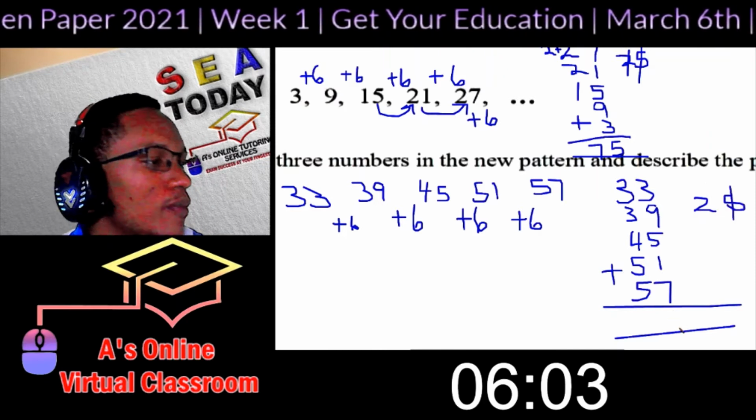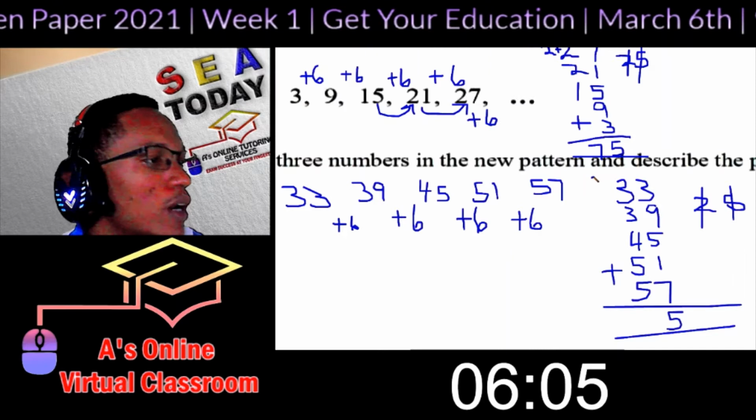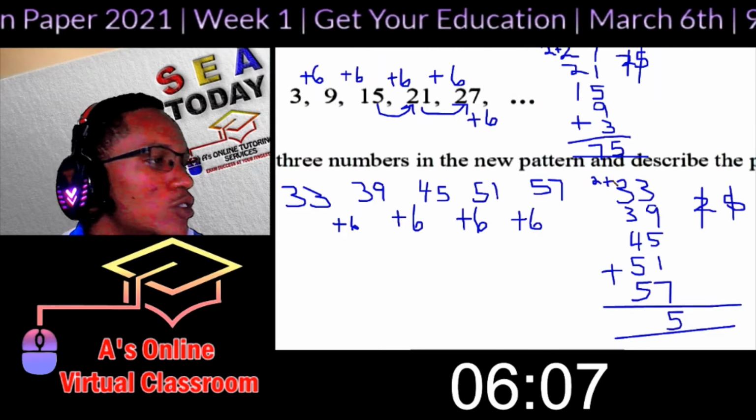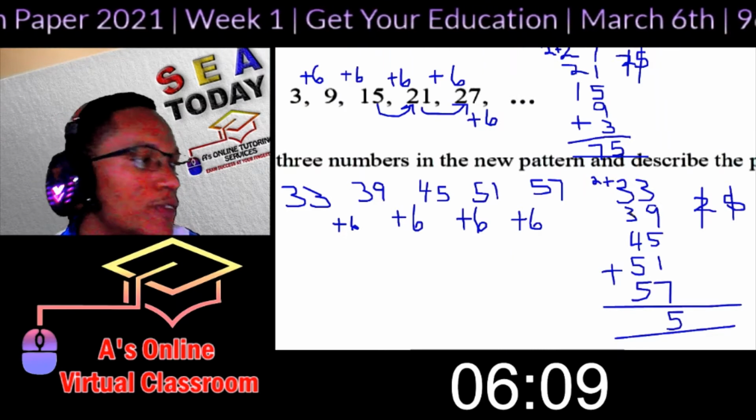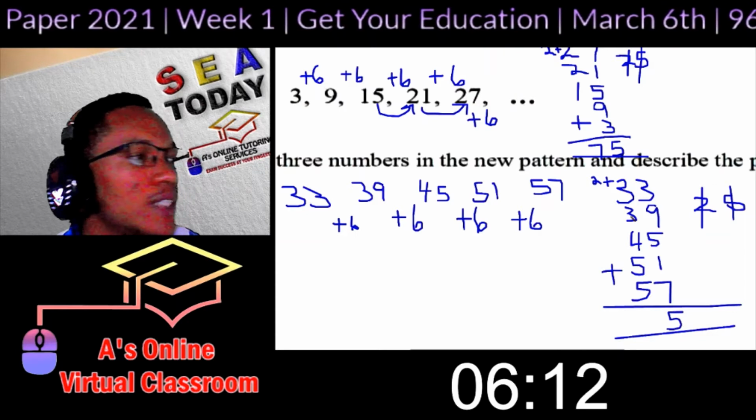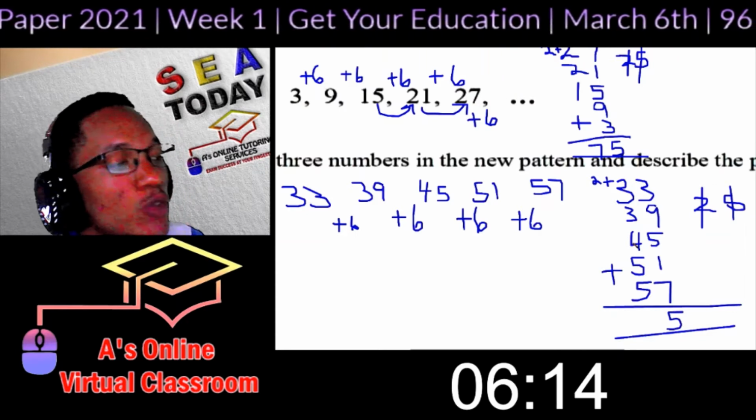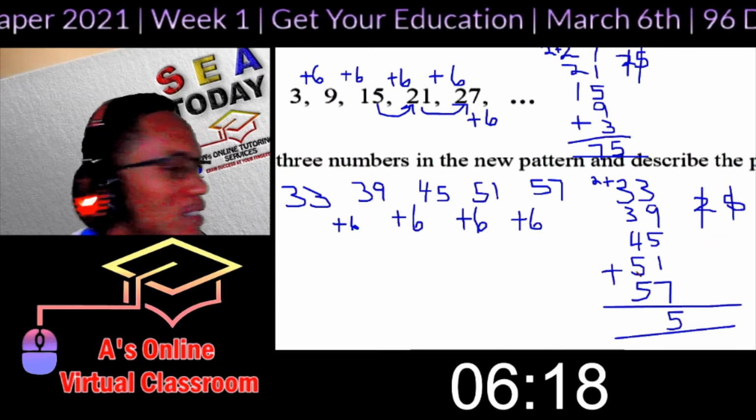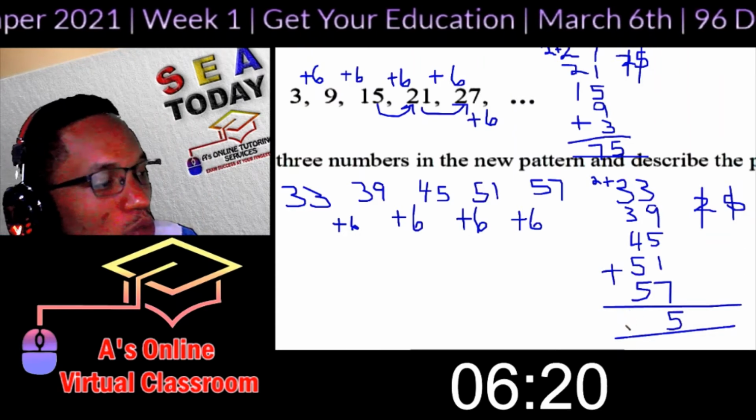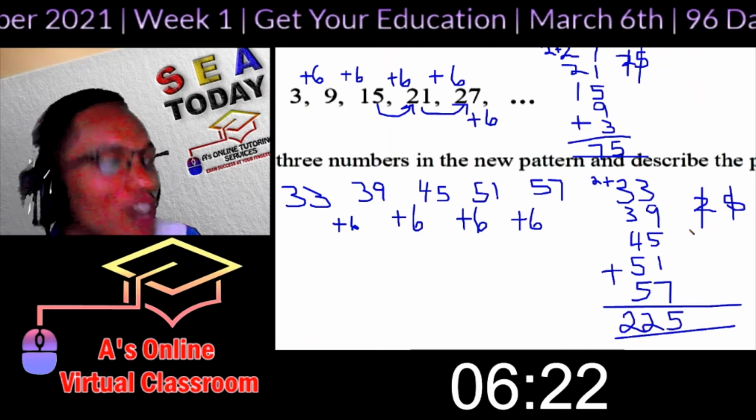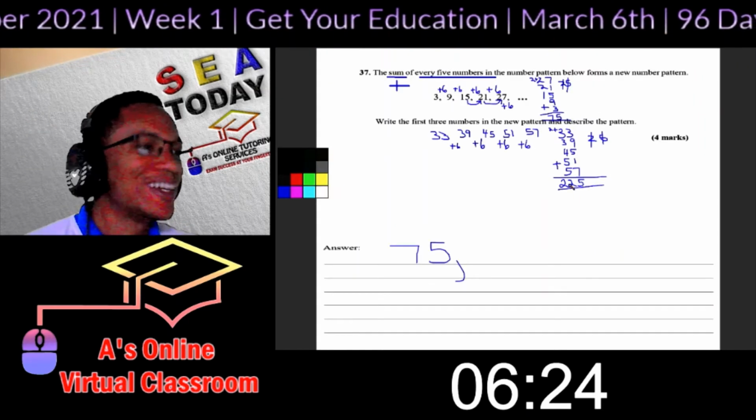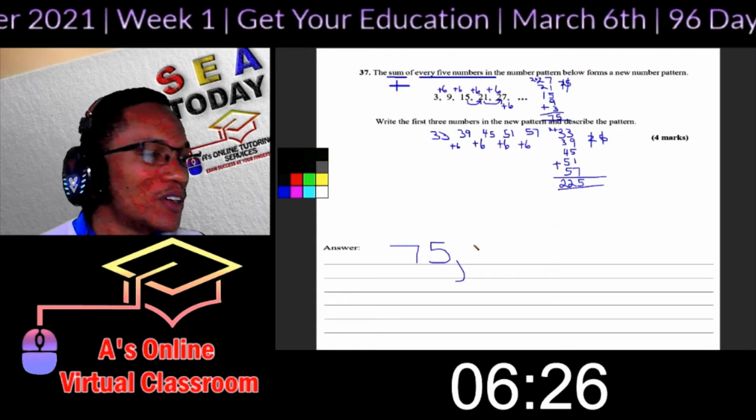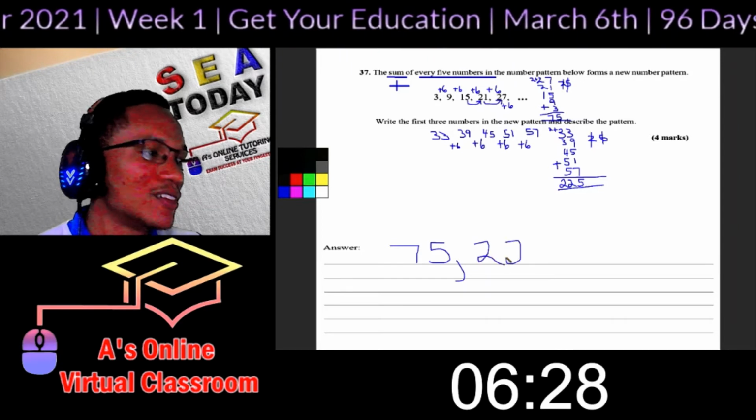Bring this 2 and we add in this 2 to the side. So we have 2 plus 3 is 5. 5 plus 3 is 8. 8 plus 4 is 12. 12 plus 5 is 17. 17 plus 5 is 22. So we have 225. That is the next number in our new number pattern.